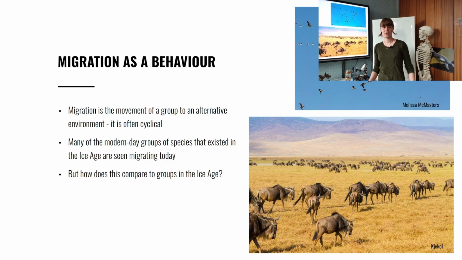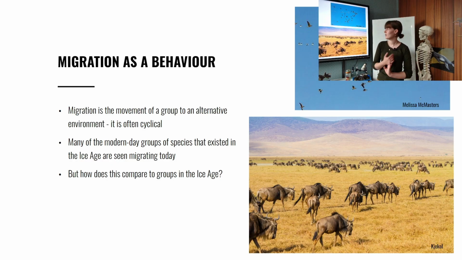So with relation to this paper, they're looking at migration as a general concept, so I thought I'd bring it up here. So this is obviously movement of a group to an alternative environment, often cyclical. There's lots of examples of migration in nature we see today. We've got the monarch butterflies, who make that big journey, whales, birds is a good example. And they often move to avoid harsher conditions or find more food, things like that.